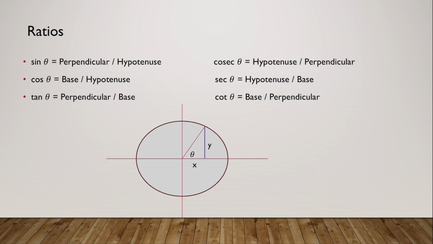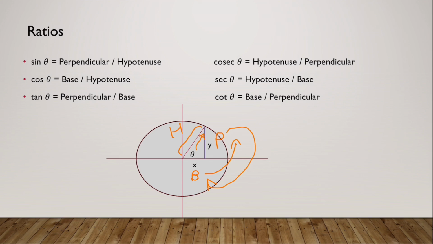Now, the ratios are as follows. Oh, before I move on to the ratios, I want to define some parts of a triangle. We all know that this part is the hypotenuse. Wherever your angle theta is, the line below it would be the base, and the line next to it would be the perpendicular. If this theta were over here, then the base would be this one, and the perpendicular would be this one. I hope that is very basic and clear.